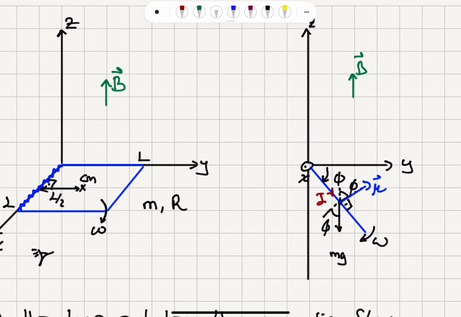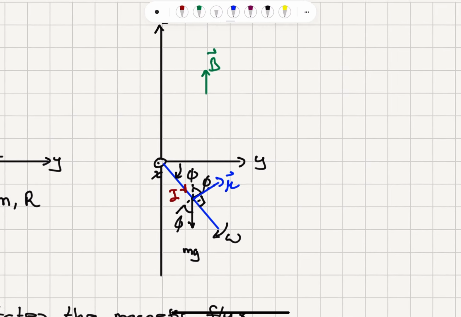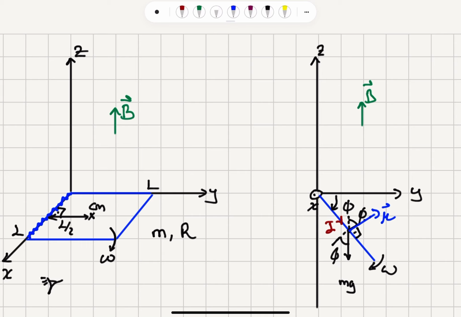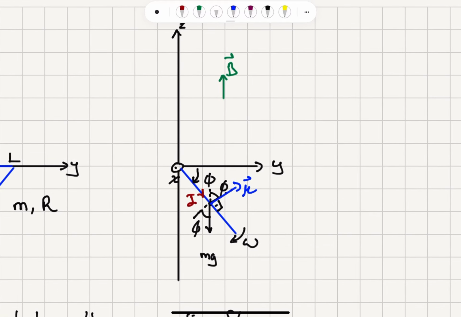When it has rotated through an angle phi, we will see that there's this magnetic field B pointing up, and there has to be an induced current on this loop. Why? Because the flux density B causes a flux in this loop, but that flux is decreasing as the loop rotates because of this angle phi. So we need to consider B cosine phi. As phi increases, the flux is decreasing.